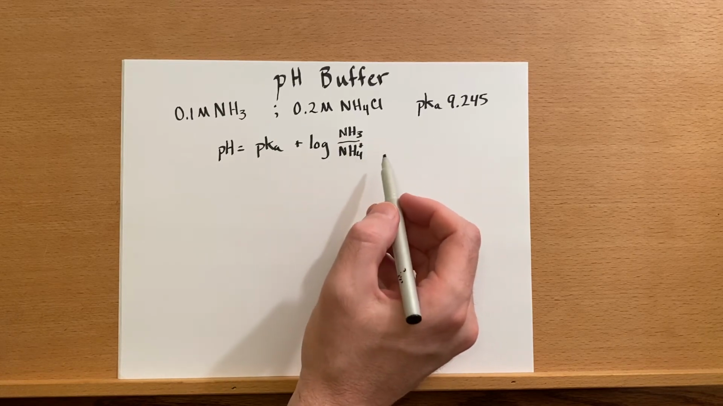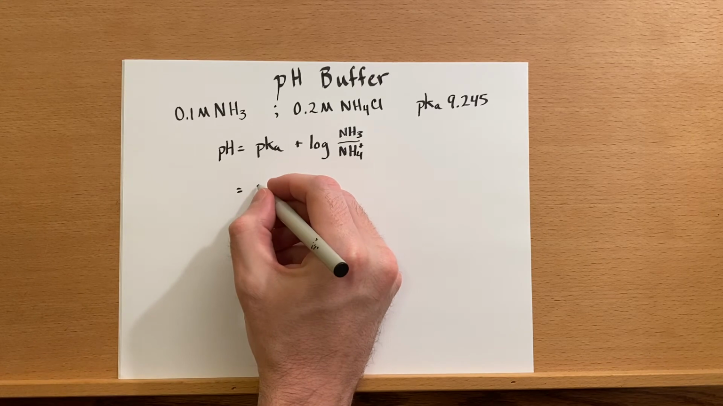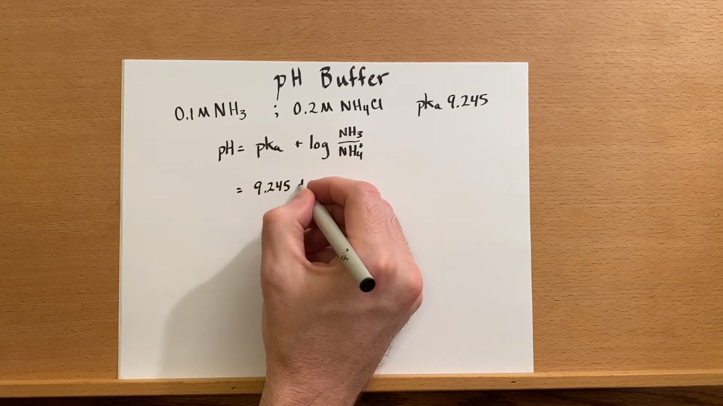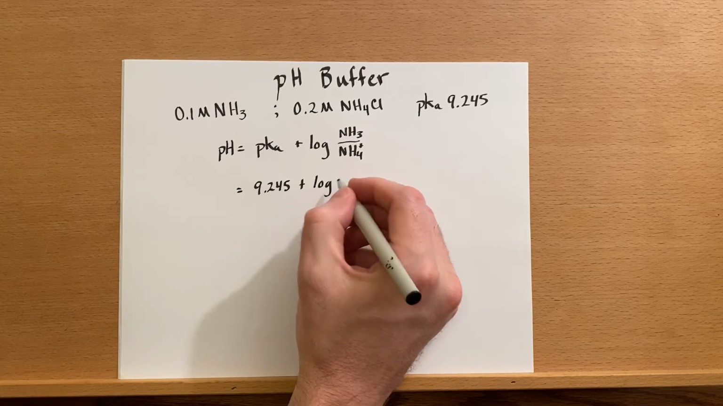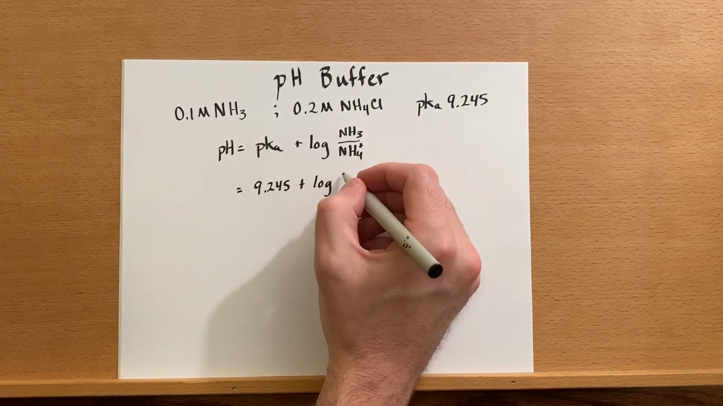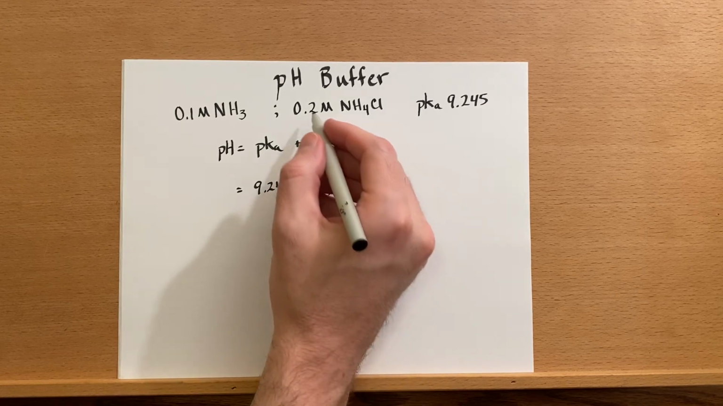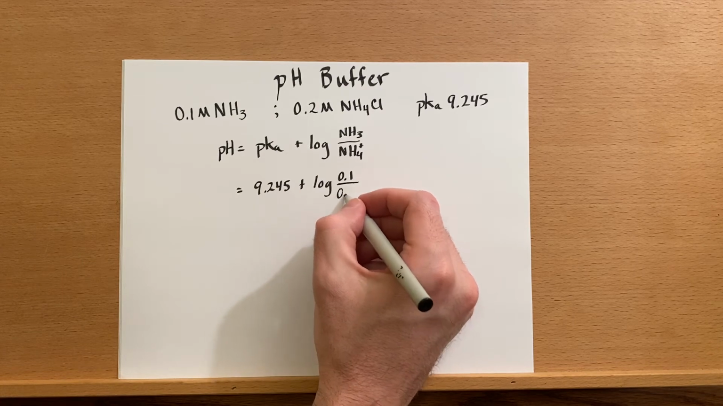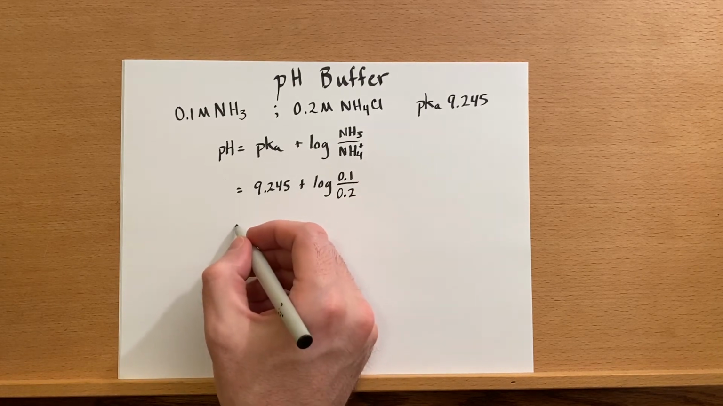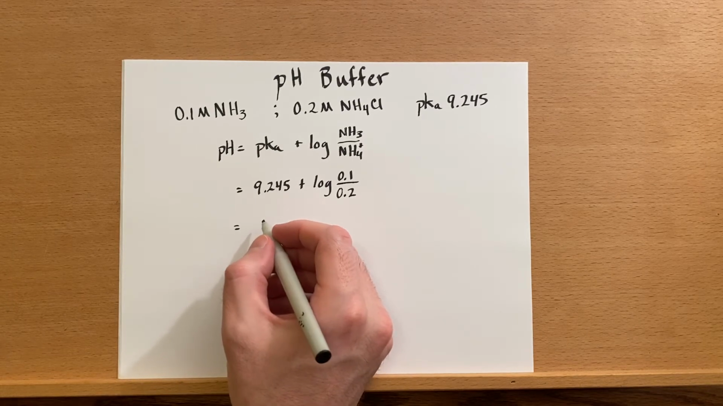So now we'll just plug in the values and calculate what the pH is. 0.1 is our concentration of ammonia, and 0.2 is our concentration of ammonium. And if we simplify this down, we should get a pH of 8.94.